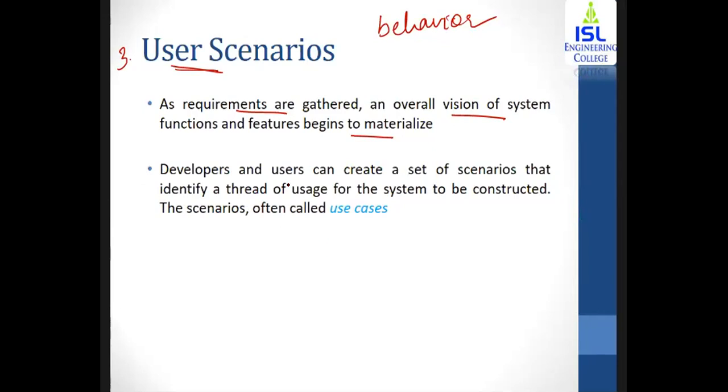Now the developers and end users, that is the people developing the software and the people who are going to use it, are going to create a set of scenarios. That is, what are the different tasks that this particular system is going to perform. You're going to create those scenarios to identify how you're going to use the system. These scenarios are called use cases. The use case diagram is one of the UML diagrams, the Unified Modeling Language. You're going to study 9 different diagrams within this. One is the use case diagram that depicts the behavior of the system.